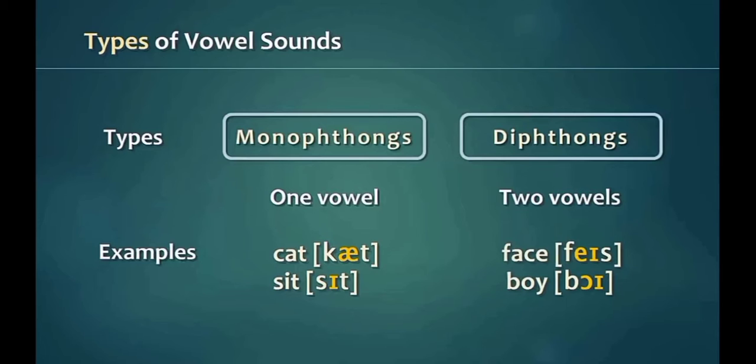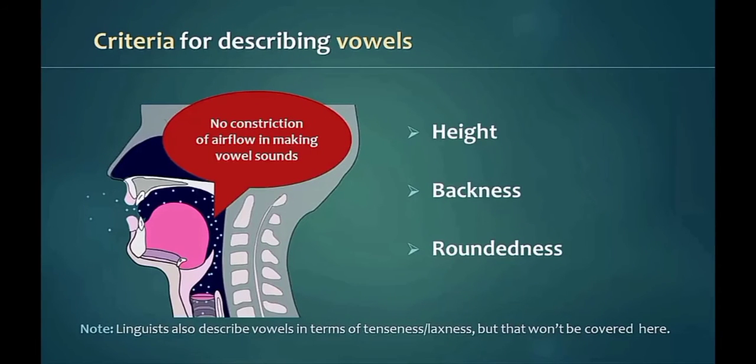When linguists are describing vowel sounds, we have to rely on a different set of criteria from what we use to describe consonants, because remember, vowels do not involve the constriction of airflow in the vocal tract. So our tongue doesn't approach an anatomical landmark like it does with consonants. So the three criteria that linguists use when describing vowel sounds are height, backness, and roundedness. Let's talk about each of these in turn.